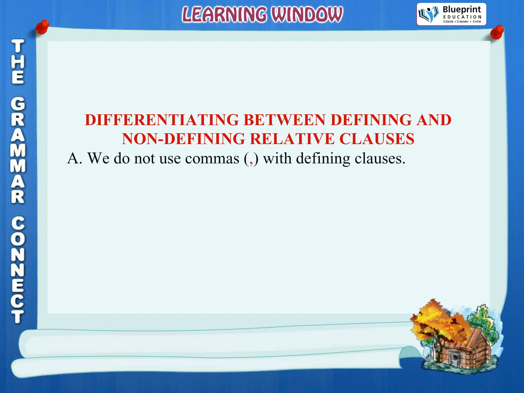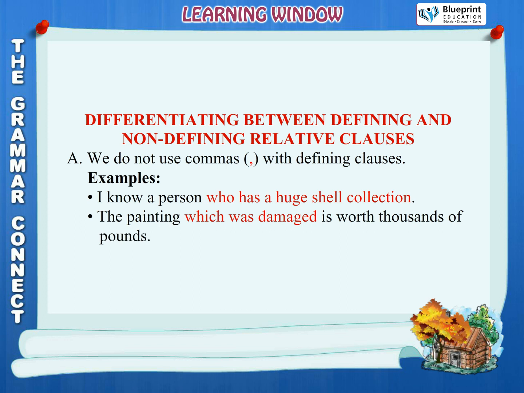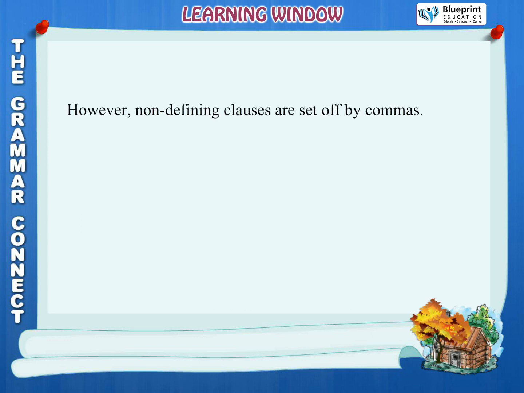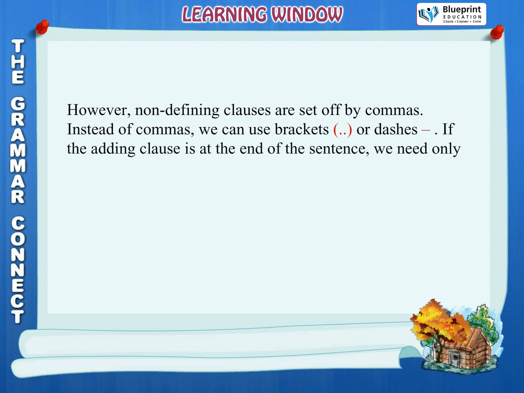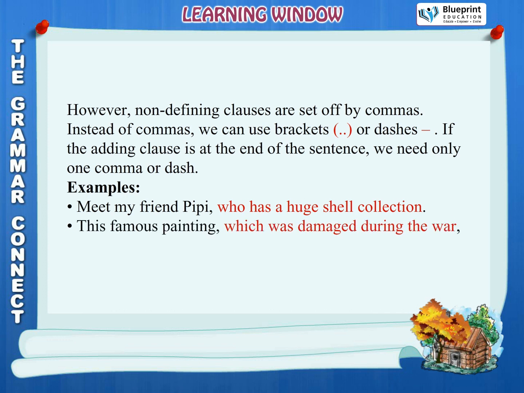A. We do not use commas with defining clauses. Examples: I know a person who has a huge shell collection. The painting which was damaged is worth thousands of pounds. However, non-defining clauses are set off by commas. Instead of commas, we can use brackets or dashes. If the added clause is at the end of the sentence, we need only one comma or dash. Examples: Meet my friend Pippi, who has a huge shell collection. The famous painting, which was damaged during the war, is worth thousands of pounds.